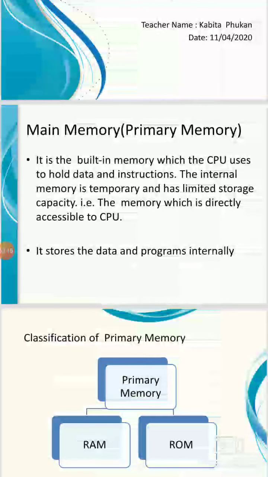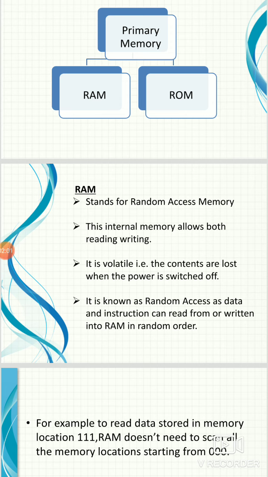Now let us come to RAM. You know what this RAM means? RAM stands for Random Access Memory. This internal memory allows both reading and writing. It is volatile, that is, the contents are lost when the power is switched off. It is known as random access as data and instructions can be read from or written into RAM in random order.